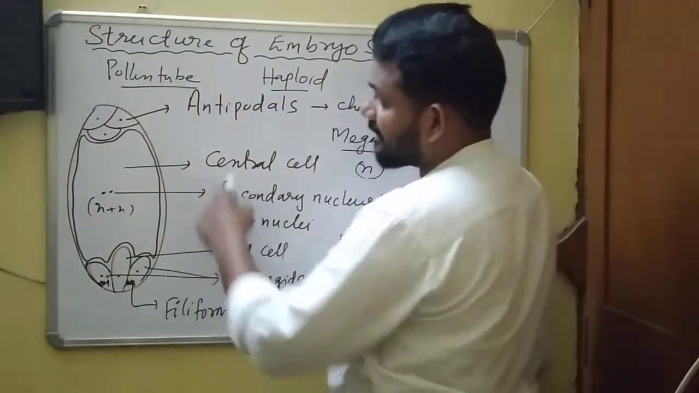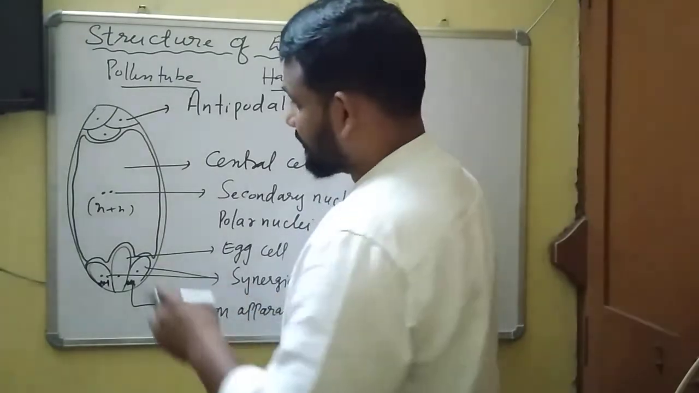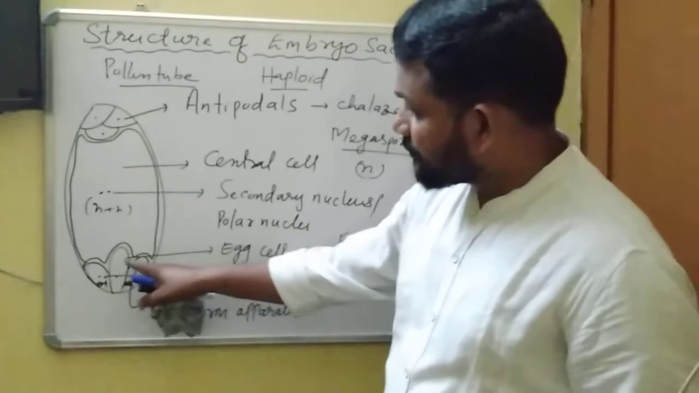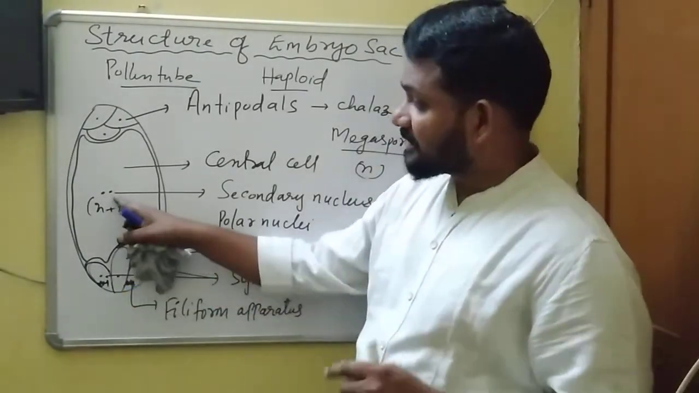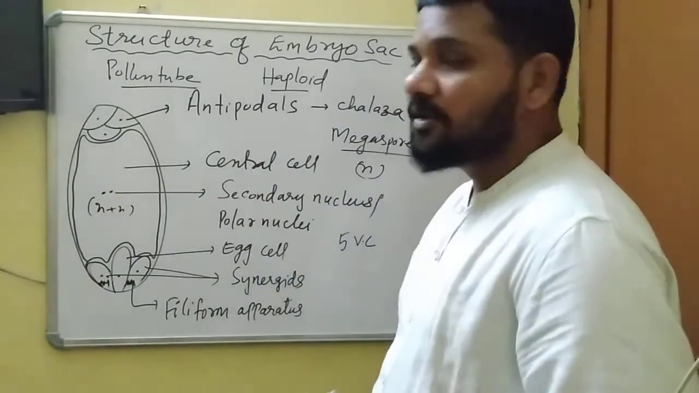And this female gametophyte is the site for fertilization. The pollen tube carries 2 male gametes. One of the male gametes fuses with the egg cell, so the egg cell is the ultimate female gamete. And the other male gamete fuses with the secondary nucleus or polar nucleus.